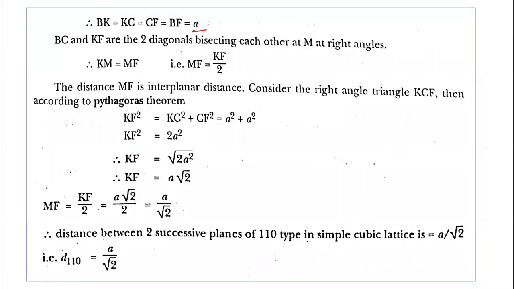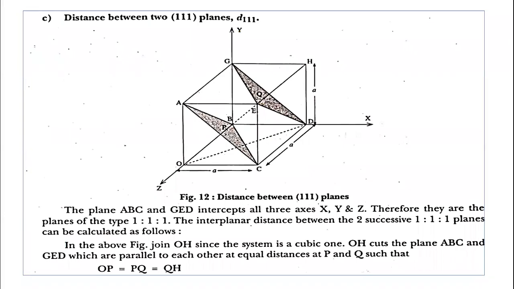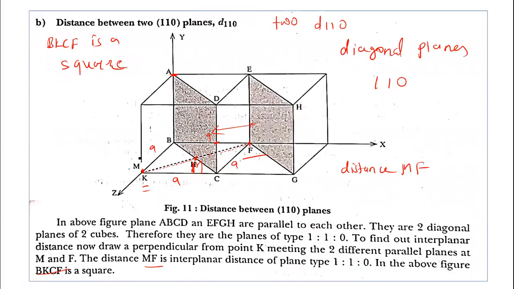Some geometrical understanding is required to explain this. BC and KF are the two diagonals of the squares, bisecting at the point M here. This means this is half distance and this is half distance. So if we find out KM, then KM is equal to MF.